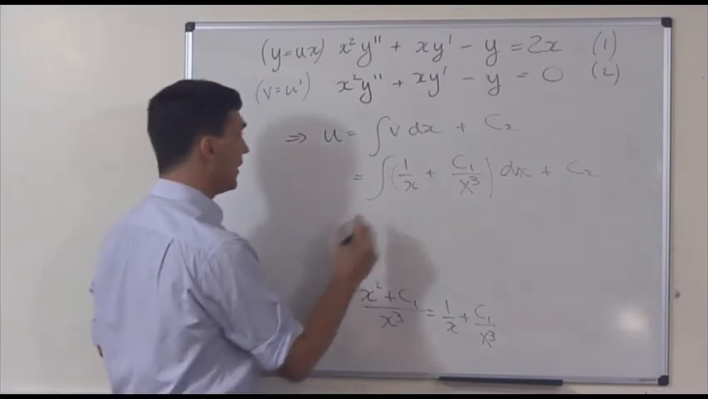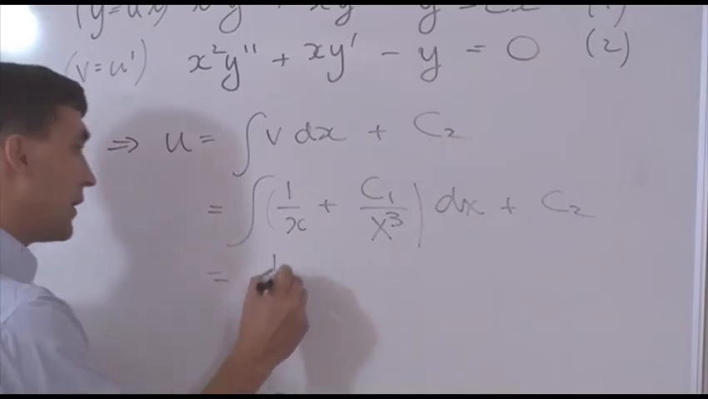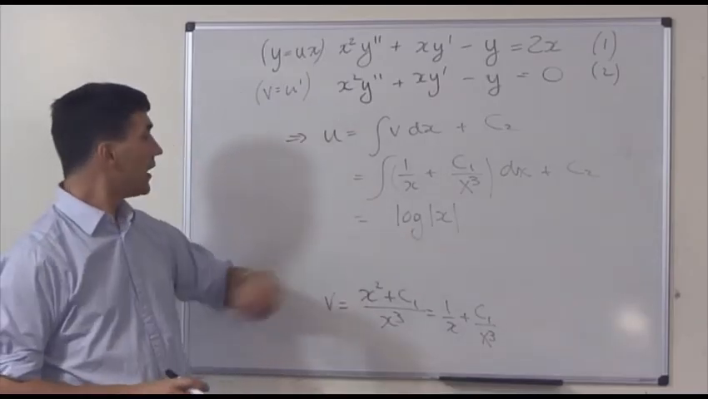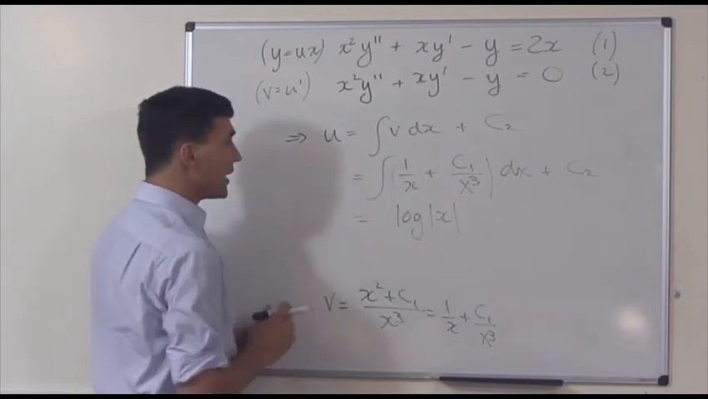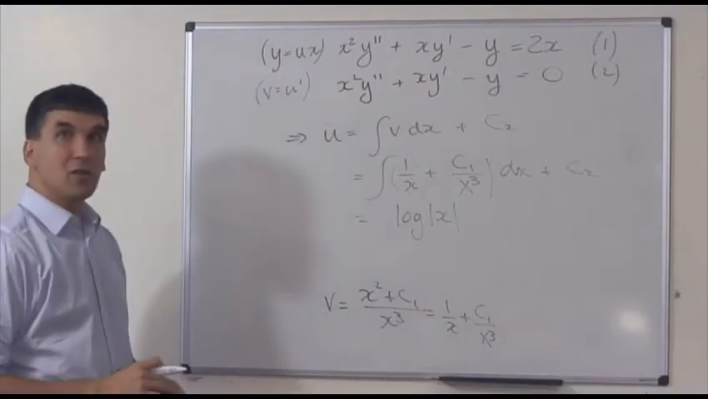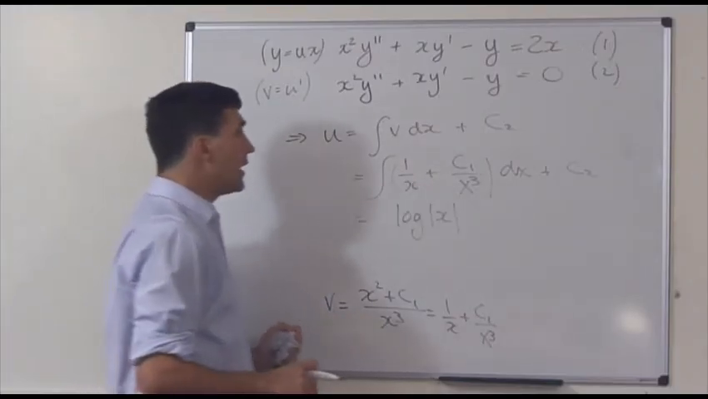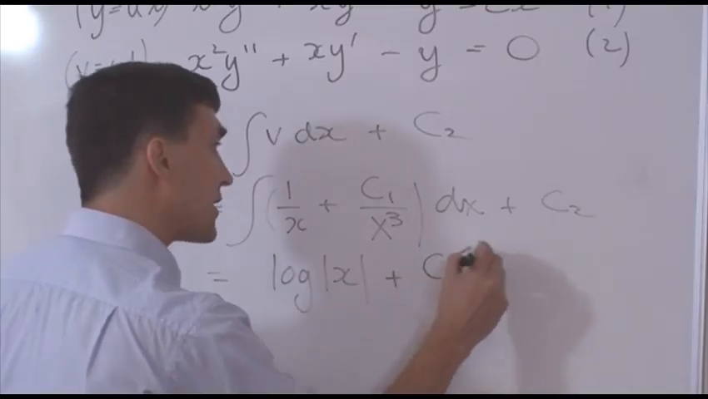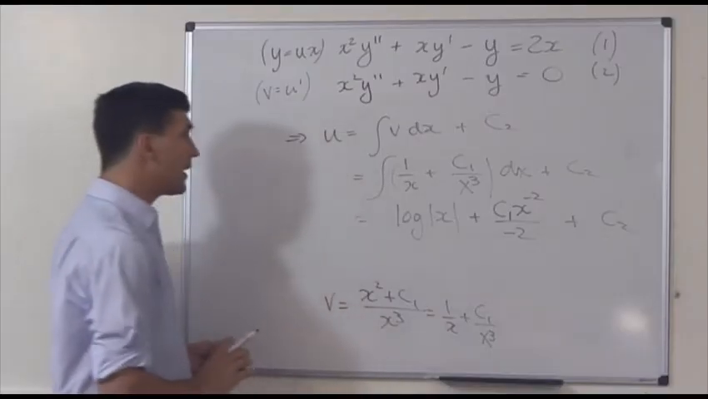The integral of 1 over x is log x, in fact it's the log of the absolute value of x. This, by the way, is the natural log. Some people write this as ln, some people write it as log, and there's an absolute value. So that's the integral of 1 over x. The integral of c1 over x cubed, we'll think of that as x to the power of minus 3. Integrate x to the n, you get x to the n plus 1 over n plus 1. Here n is minus 3, so this is c1 x to the minus 2 divided by minus 2. And then we have our c2 sticking out the back.